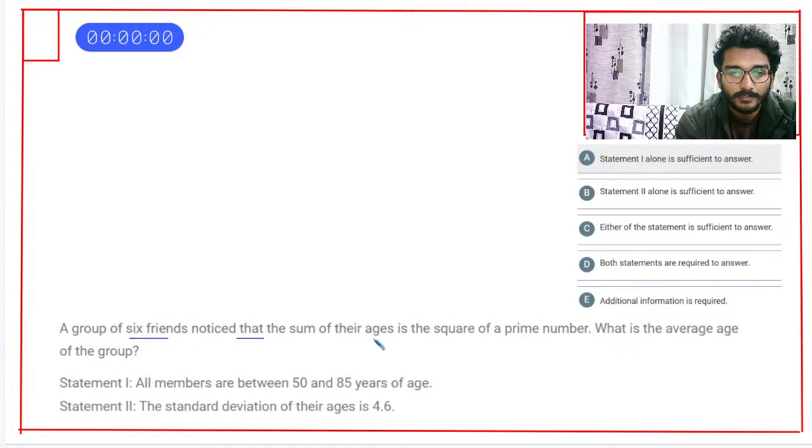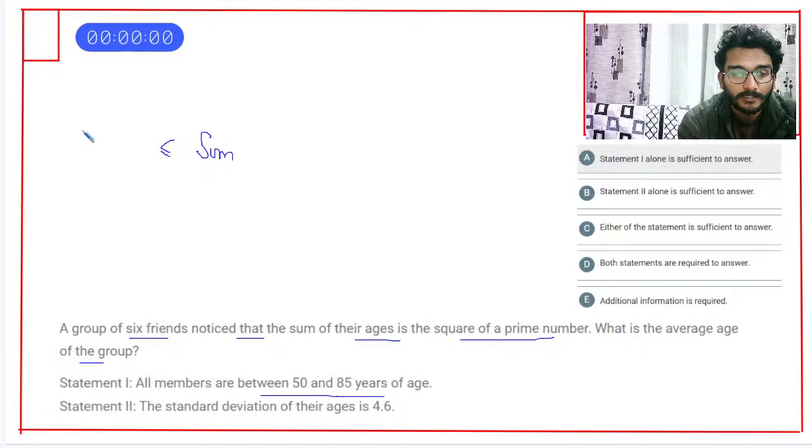A group of 6 friends notice that the sum of their ages is the square of a prime number. What is the average age of the group? All the members are between 50 and 85. So the sum of all of them will be in between. There are 6 members.